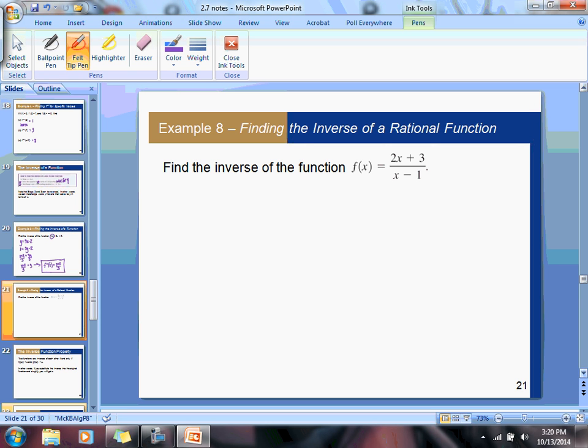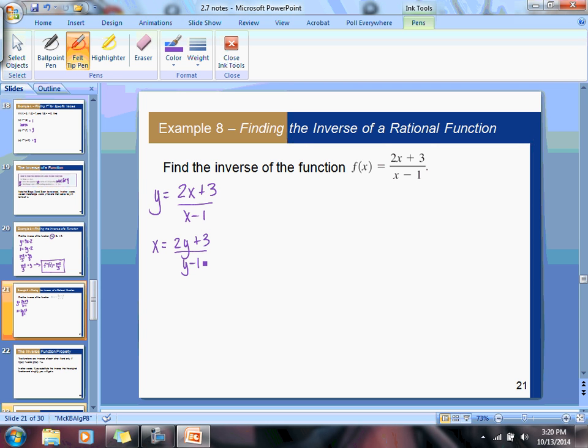So here's another one. Find the inverse of this function. Now this is a little more complicated, but we're going to follow those same steps. I'm going to replace the f of x with a y. So y equals 2x plus 3 over x minus 1. And then I'm going to go through and swap out all the x's and the y's. I'm going to flip-flop them. So I'll have x equals 2y plus 3 over y minus 1.